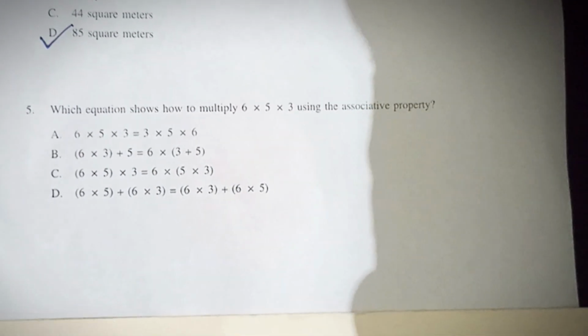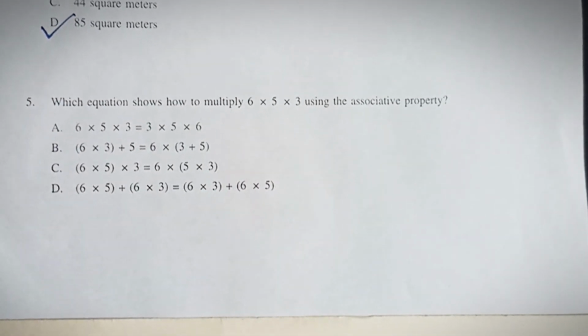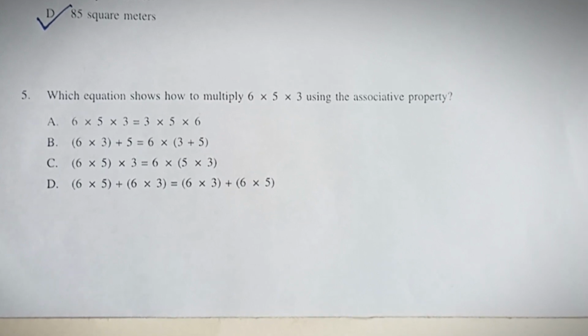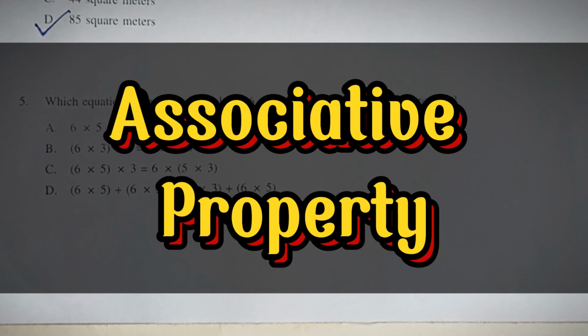Next question is, which equation shows how to multiply 6 multiplied by 5 multiplied by 3 using the associative property? And what is the associative property?